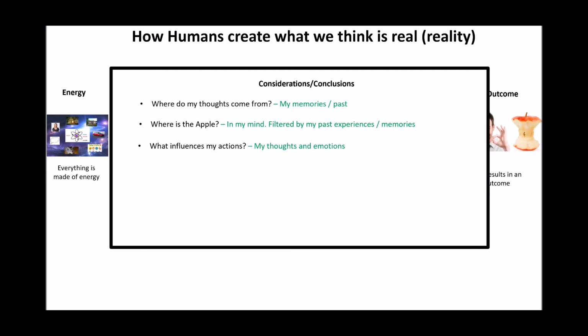The next thing was, well, what influences my actions? And as we demonstrated, it's the thoughts and the emotions. Those thoughts and emotions, as stated before, come from our memories in our past. Finally, am I able to determine the actions and outcomes of my life? Well, again, as I've demonstrated, the conclusion I came to was yes. I can do this by changing my thoughts or my emotions.